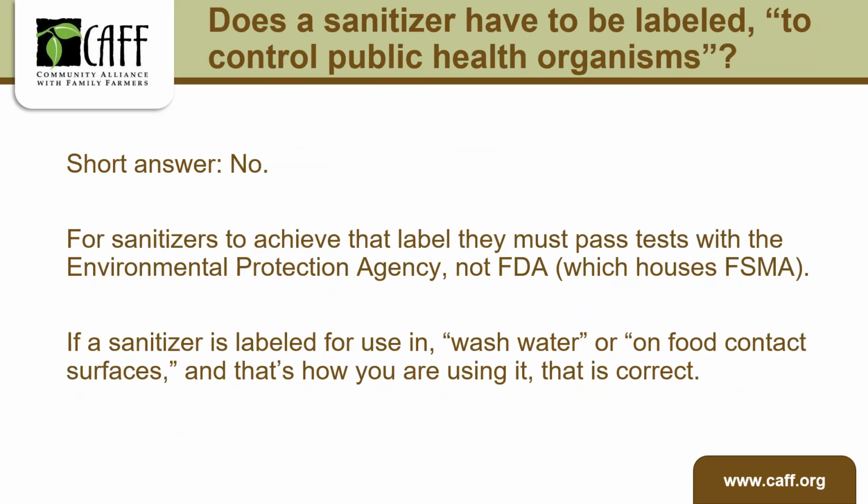And then if you do end up looking at that Excel tool, you'll notice that one of the columns has the column header that says, "Is this product labeled to control public health organisms?" And so that usually brings up the question of, do I need to use a sanitizer that's labeled to, quote, control public health organisms? And the short answer is no, because the sanitizers that are out there on the market, to achieve that label, they must pass tests with the Environmental Protection Agency, or the EPA, not FDA.